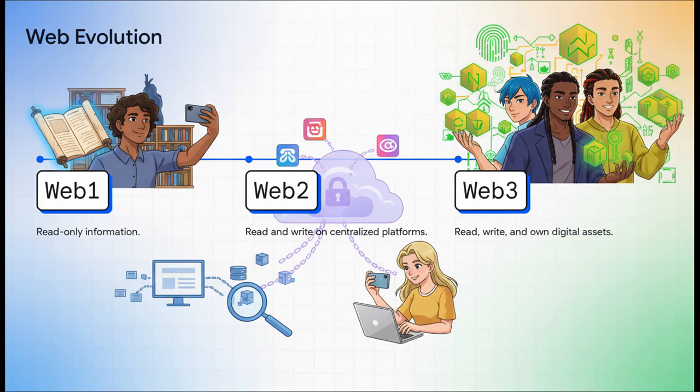Web 1 was the early internet. You could read information, and well, that was pretty much it. Web 2 is what we mostly use today. You can read and write, creating content on platforms like YouTube and Twitter, but those big platforms own your data. Web3 represents a massive structural shift. It is read, write, and own.